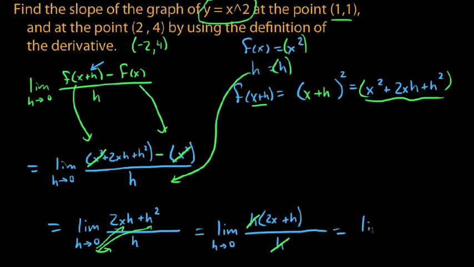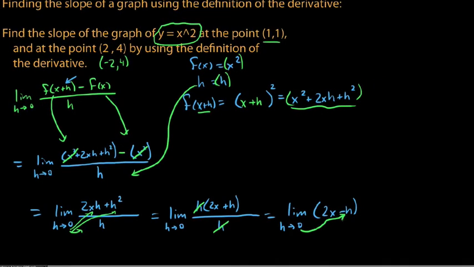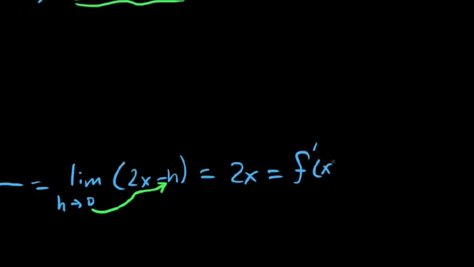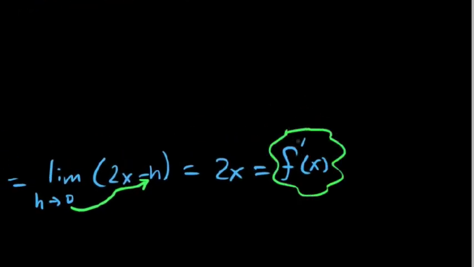And so this limit, after using the dividing out technique, is, as h goes to 0, the limit of 2x plus h. So now if we direct substitute, that would mean everywhere I see an h, I'm going to plug in 0. So this limit would have to be equal to 2x. And what we're going to do is give this a name. We're going to call it f prime of x.